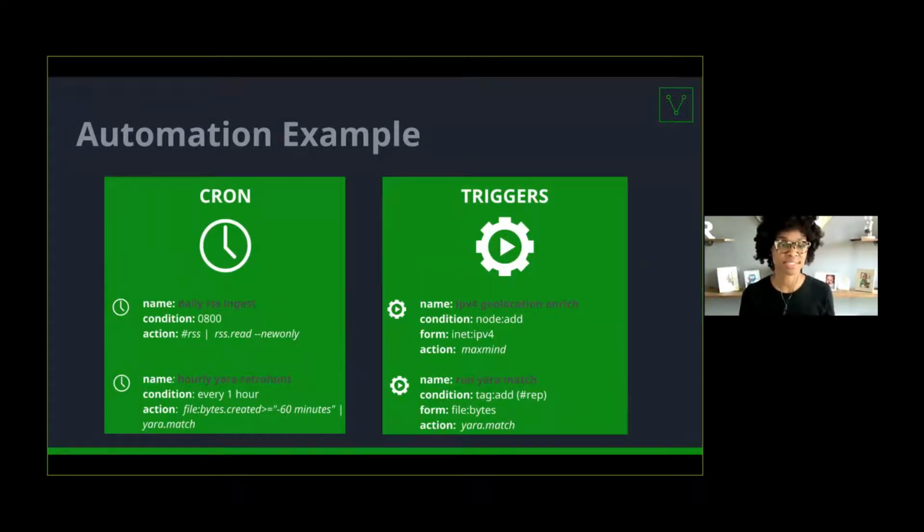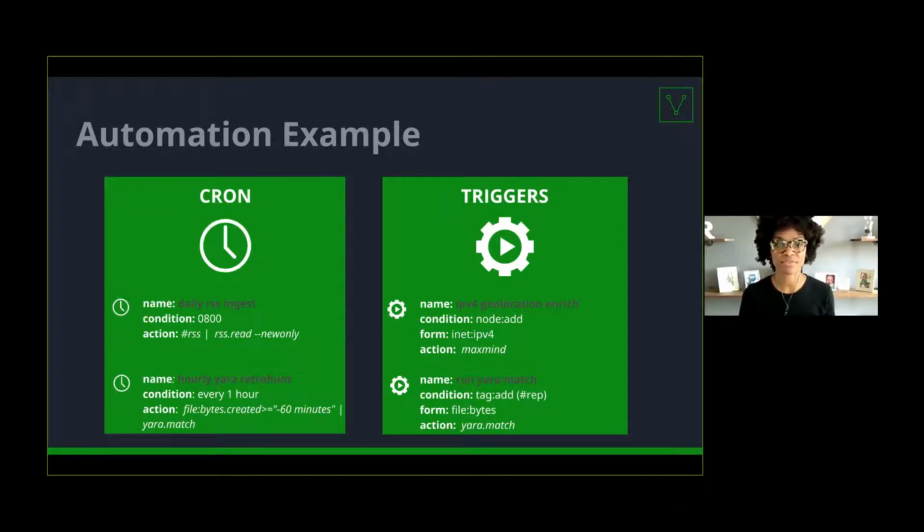Here are some examples of actual automation that we have in our production system. So looking at Cron, for an example, we have a daily RSS ingest that runs daily at 8 o'clock to pull in new RSS data from RSS feeds that we've identified. We also have triggers that run within our environment. So whenever we have a new IP address that gets added to our system, we have a set of filters to make sure that, hey, if this is a unicast address, let's go ahead and call out to Maxmind to enrich that IP address and pull in some geolocation data.